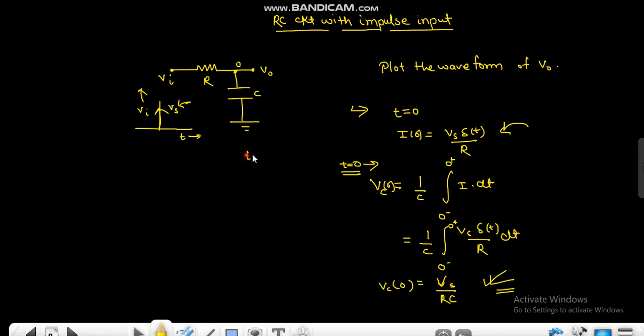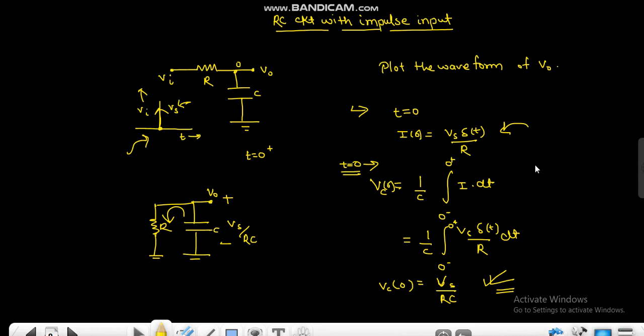Now at t equals to 0 plus, this input is gone. So the circuit will be something like this: R shorted and capacitor C, charged to Vs by Rc, that is V naught. So now with time it will discharge, and at infinity it will completely discharge, and the value of the capacitor voltage will go down to 0.